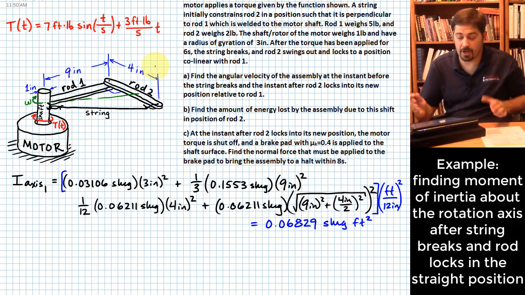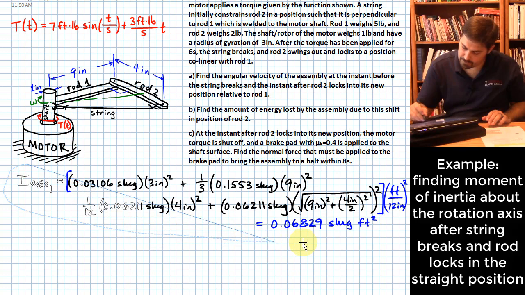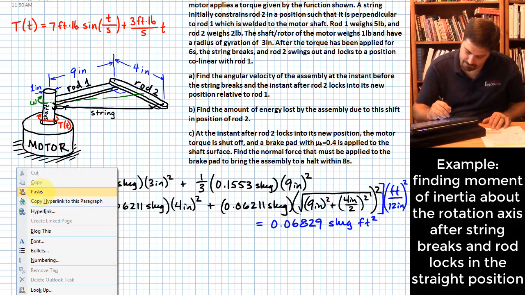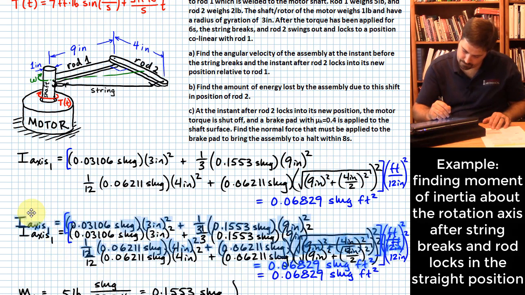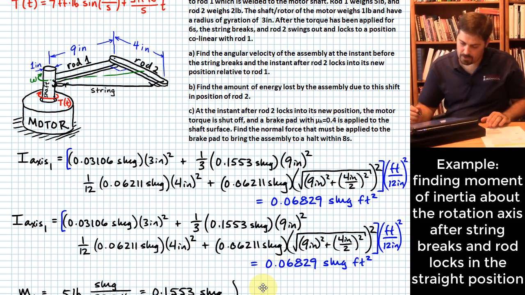So now what we want to do is come in here and do it again, but now for the position where the rod has swung out and locked into position. Here's the thing, not much actually changes. Because not much changes, I'm going to copy this, paste it right here, and we'll just change the things that really need to change. First of all, nothing changes with our radius of gyration and mass of the rotor and shaft. Nothing changes with respect to rod 1.